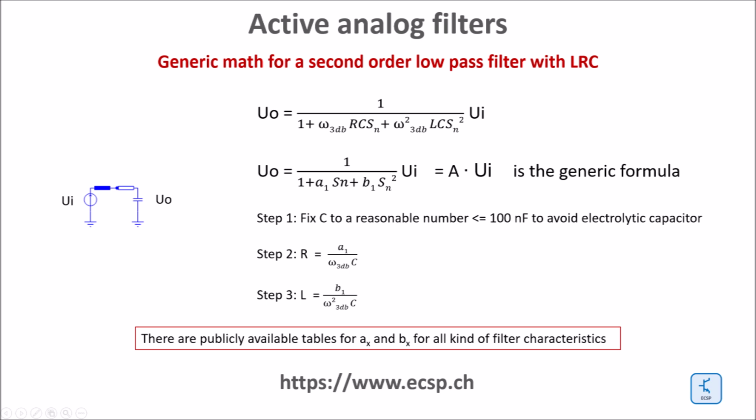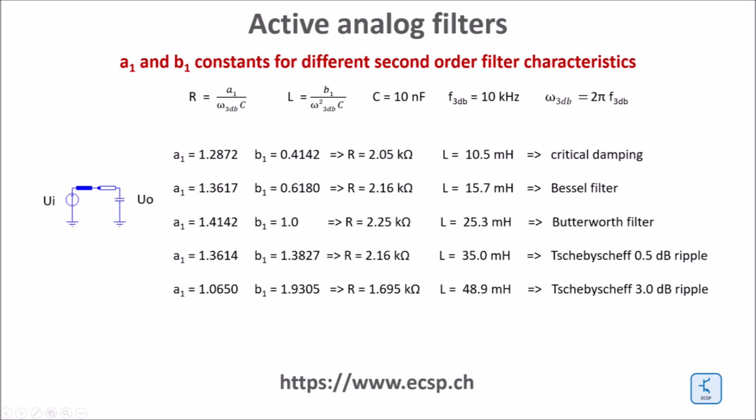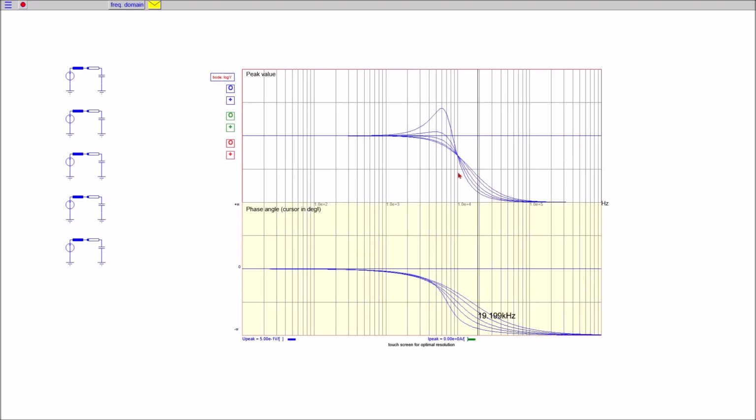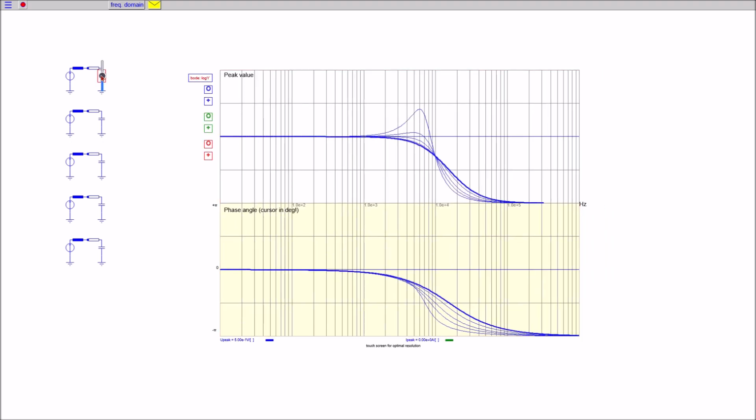Here comes a concrete application. The parameters A and B from a table have been used to calculate R and L for various filter characteristics for a specified cutoff frequency at 10 kHz and selected capacitor of 10 nanofarad. The standard filter characteristics have got specific names such as Bessel, Butterworth and Chebyshev filters. The filters behave differently and are optimized for specific applications. The different values of R and L will be implemented in a simulation for demonstration.